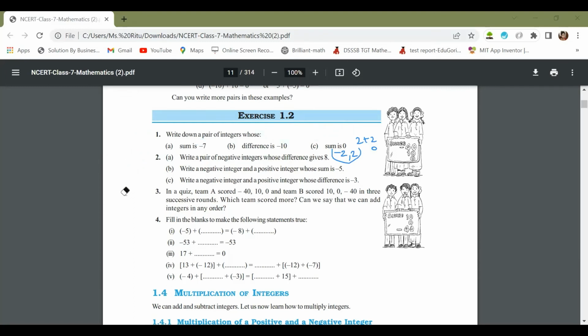Write a pair of negative integers. अब इस केस में हमें सिर्फ नेगेटिव इंटीजर्स लेने हैं, pair of negative integers only. फर्स्ट क्वेश्चन में पेयर ऑफ इंटीजर्स था, मतलब आप नेगेटिव इंटीजर भी ले सकते हो, आप पॉजिटिव इंटीजर भी ले सकते हो, आप जीरो भी ले सकते हो। ठीक है, but सेकंड क्वेश्चन में they are saying write a pair of negative integers. तो आपको सिर्फ नेगेटिव इंटीजर्स लेने हैं। कैसे इंटीजर्स लेने हैं, whose difference gives 8, मतलब अगर हम इन दोनों को माइनस करते हैं तो हमारे पास आंसर आएगा 8.